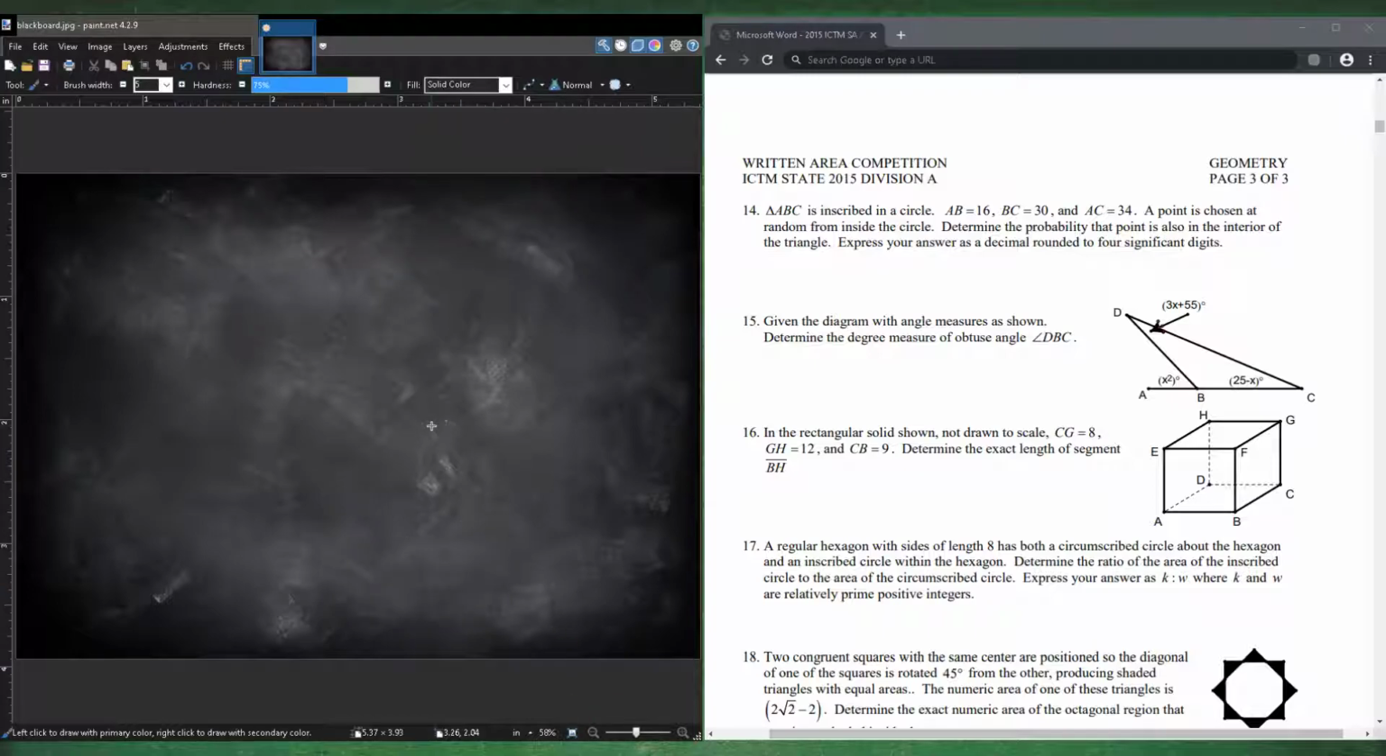15. Given the diagram with angle measures as shown, determine the degree measure of obtuse angle DBC. Okay, so basically, just kind of draw a picture. So we need to find this one right here. So this one's x squared. This one's 25 minus x. This one's 3x plus 55.